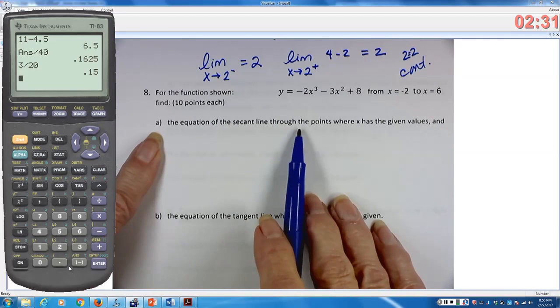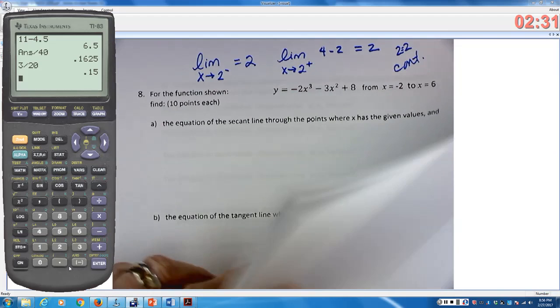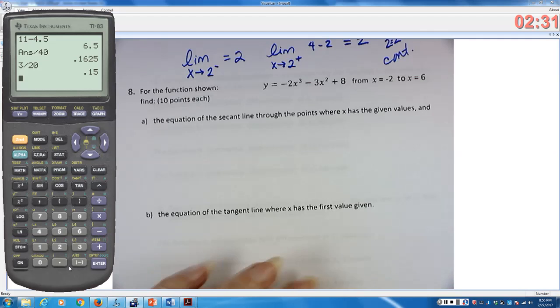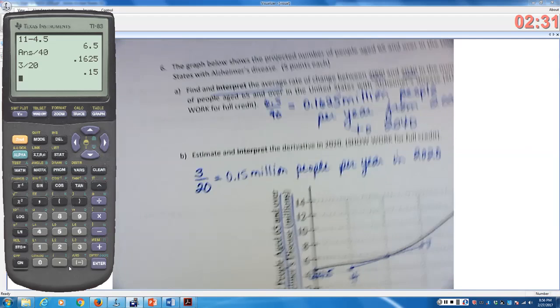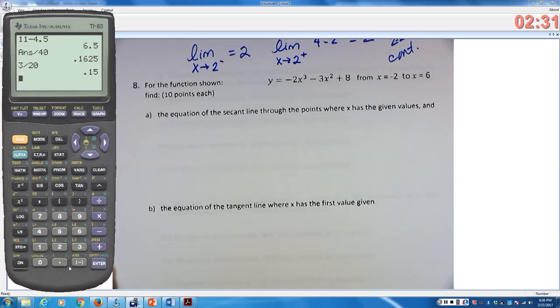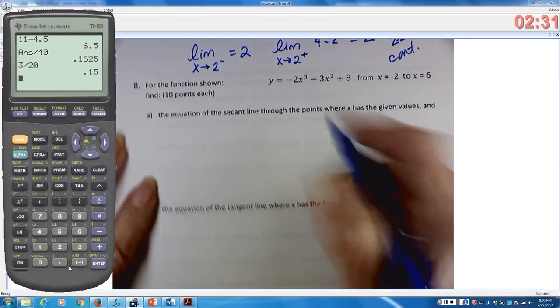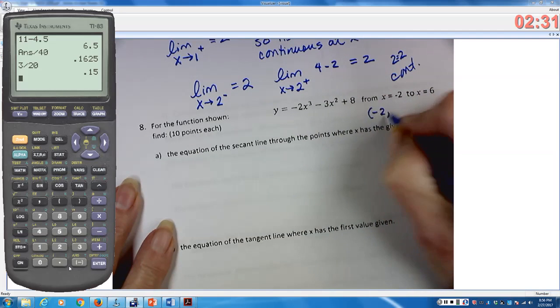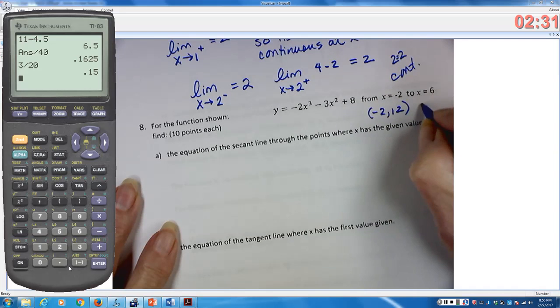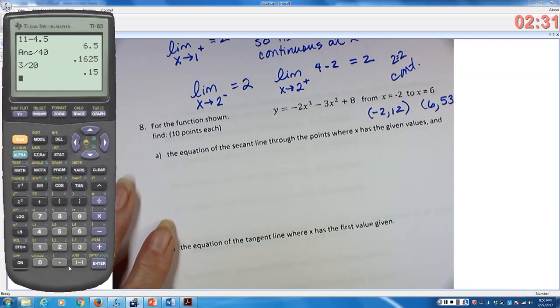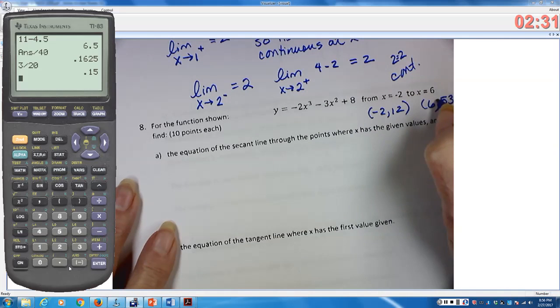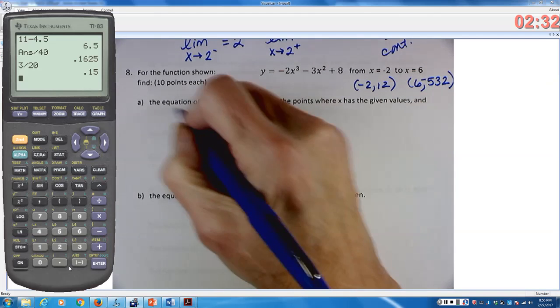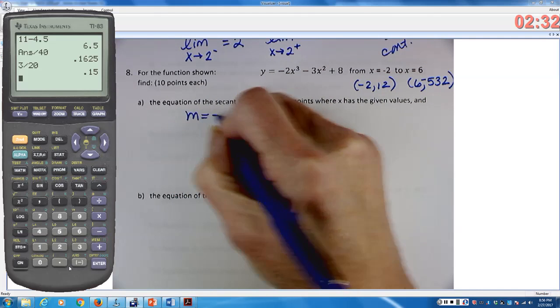This one was very much like, where's the first one? Very much like this one, only I was asking you to find the equation. So it turns out that at x equals 2, you have the point negative 2, 12, and I think at x equals 6, it was 532, I think was what it came out. Was it? No, it was negative 532. So you just find the slope. And it turned out that the slope was negative 68.